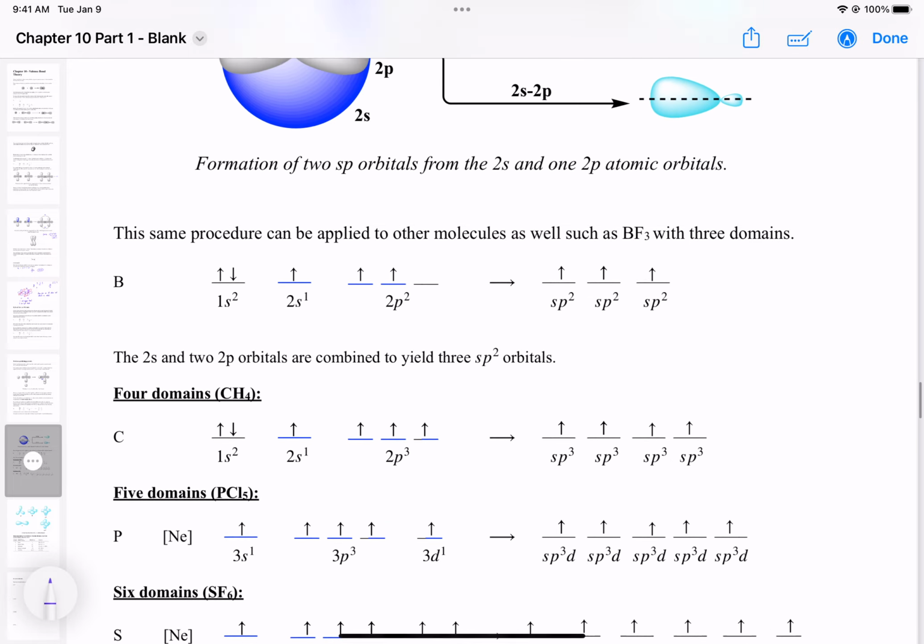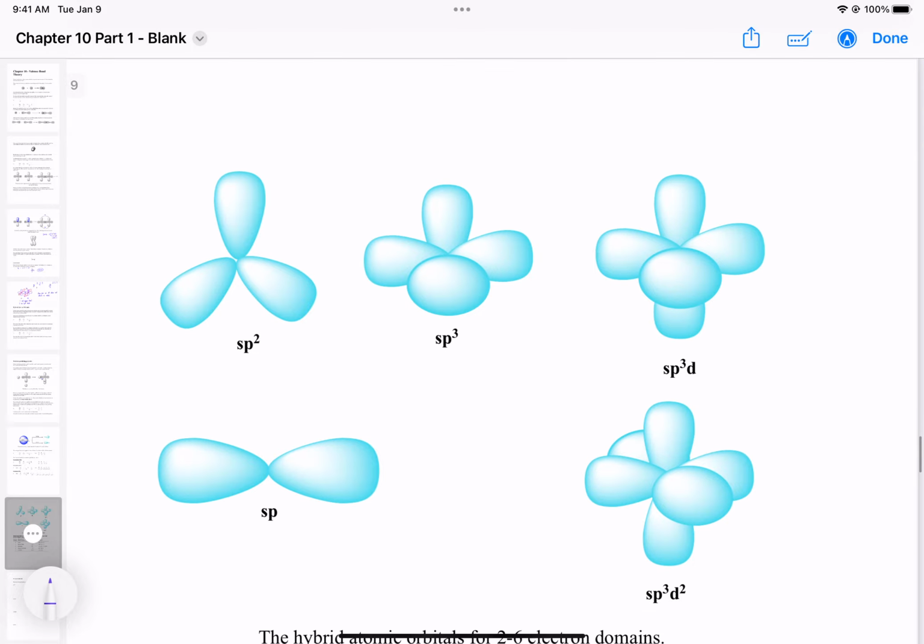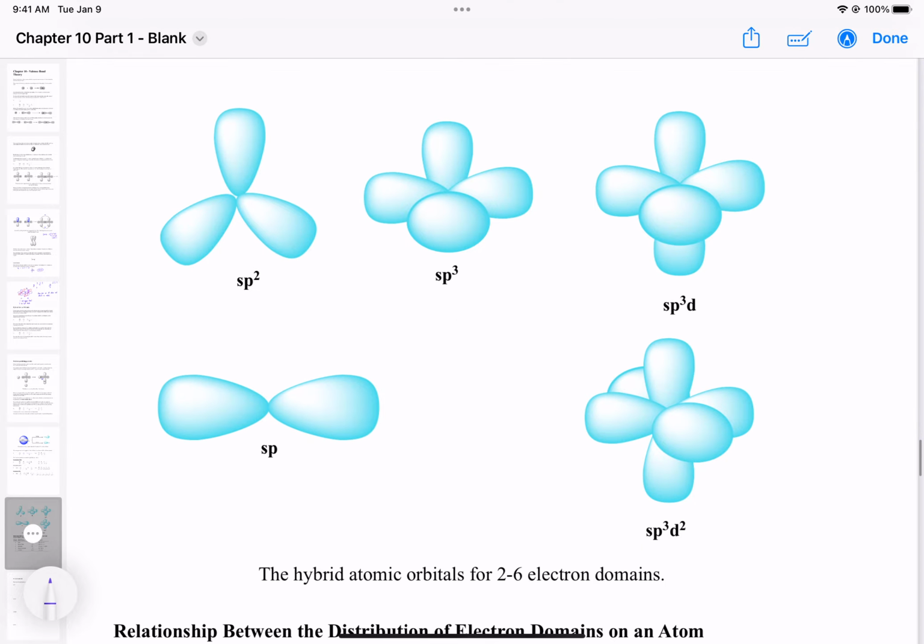So let's take a look at what these orbitals look like. Here we have sp, sp2, sp3, sp3d, and sp3d2. They look very similar to p orbitals, but as you go from sp to sp3d2, they resemble d orbitals more, a hybrid of d and p orbitals. The only one that looks kind of like a p orbital is the sp, because it has the most p character, and it's somewhat more circular because it has s character as well.